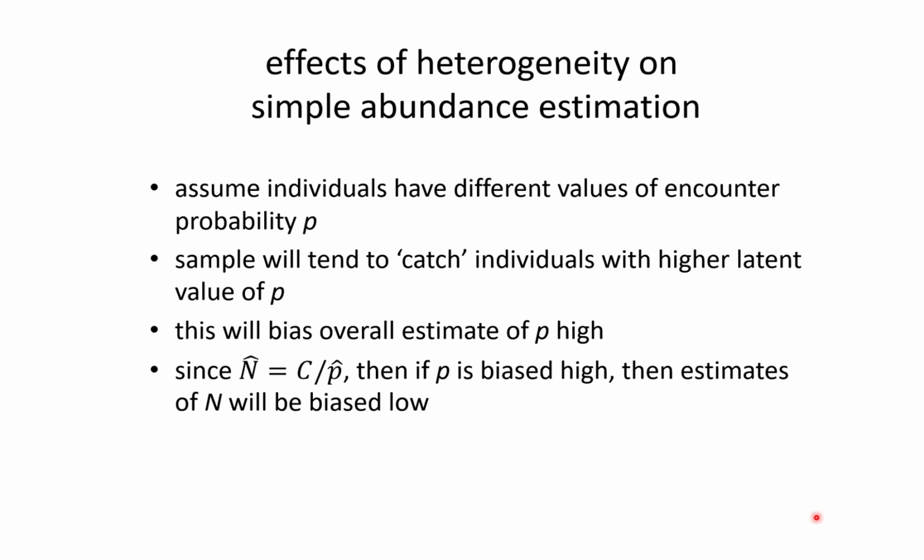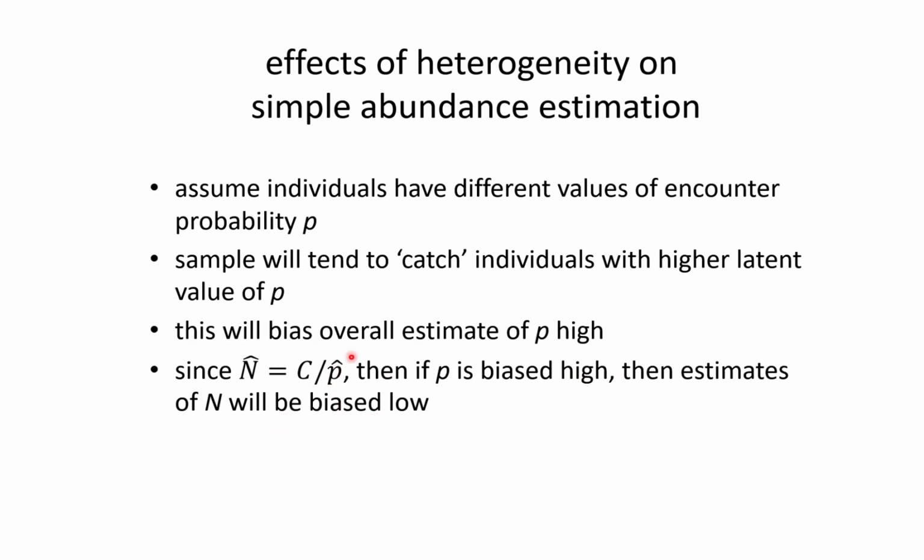Now, why is that a problem for abundance estimation? It's a problem because we need to remember that the canonical estimator for N is C, the count, divided by our estimate of P. So if P is biased high, then the estimates of N will be biased low.